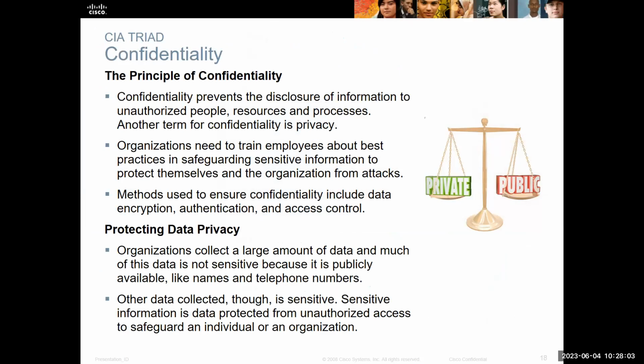Confidentiality: the principle of confidentiality is about how to prevent the disclosure of information to unauthorized people. Confidentiality is to prevent the disclosure of information to unauthorized people.